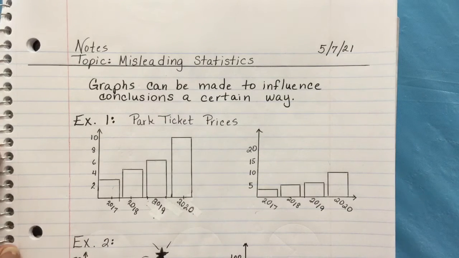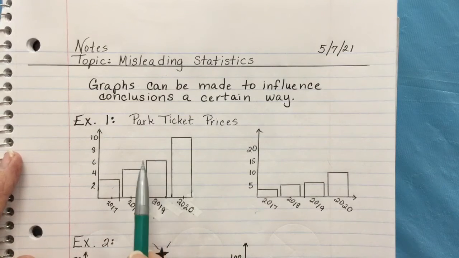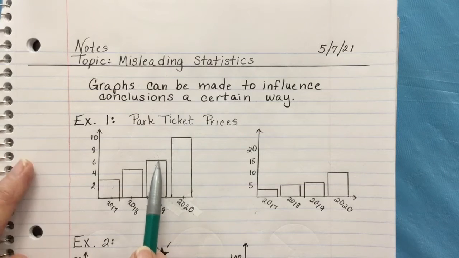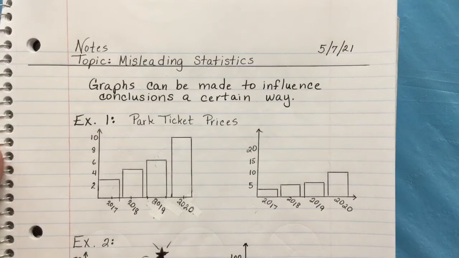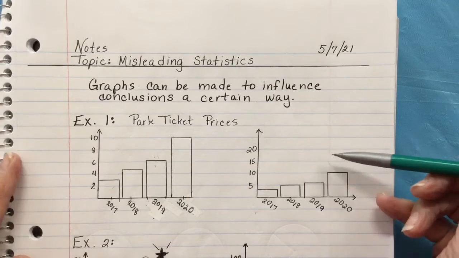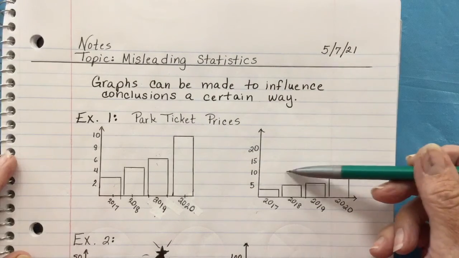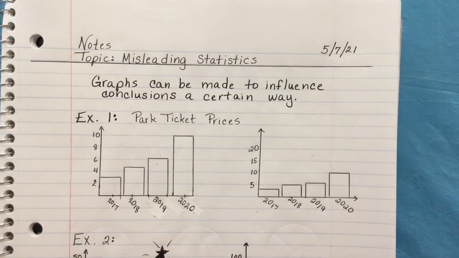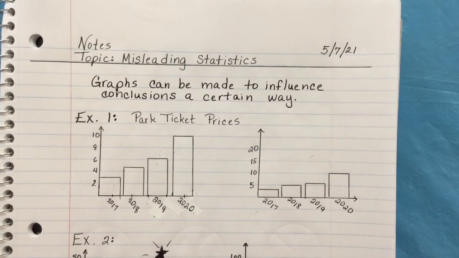So if you are somebody who is complaining about the ticket prices, this would be what you would want to use. You want to say the ticket prices are way too high. But if you are somebody who runs the park, you might want to say, no, the ticket prices aren't that high, and use this one. So that's what we mean by misleading statistics.